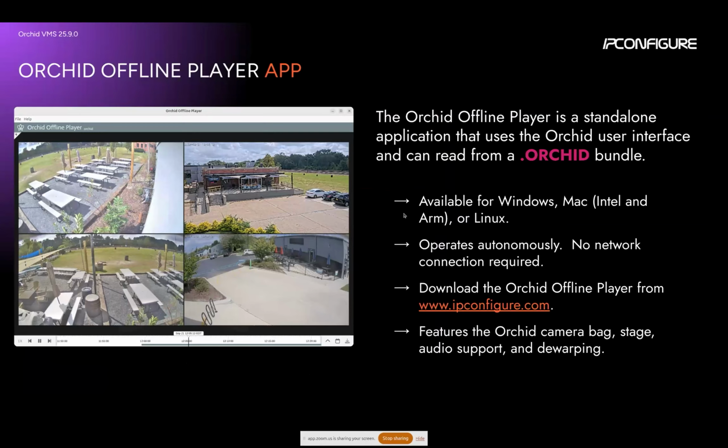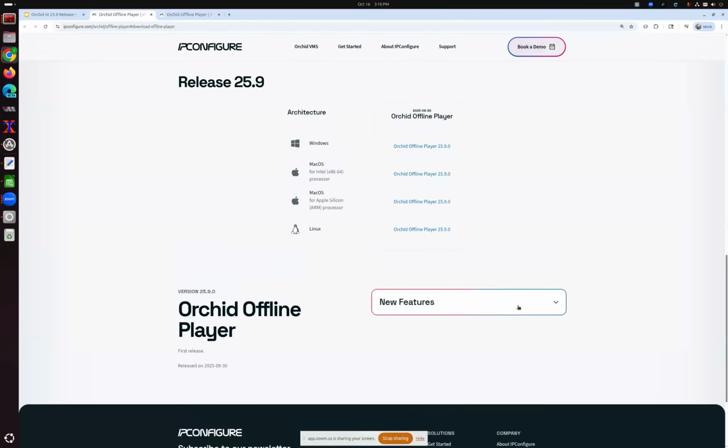So this Orchid offline player, it's available for Windows, Mac with the older Intel Macs, as well as the newer ARM-based Macs or Linux. This offline player operates autonomously. There's no network connection required. The offline player, you can download it from our website. It's also linked within Orchid, obviously. But yep, here's where you can go to download the offline player from ipconfigure.com. And again, 4 different flavors: Windows, old Macs, newer Macs, as well as Linux.